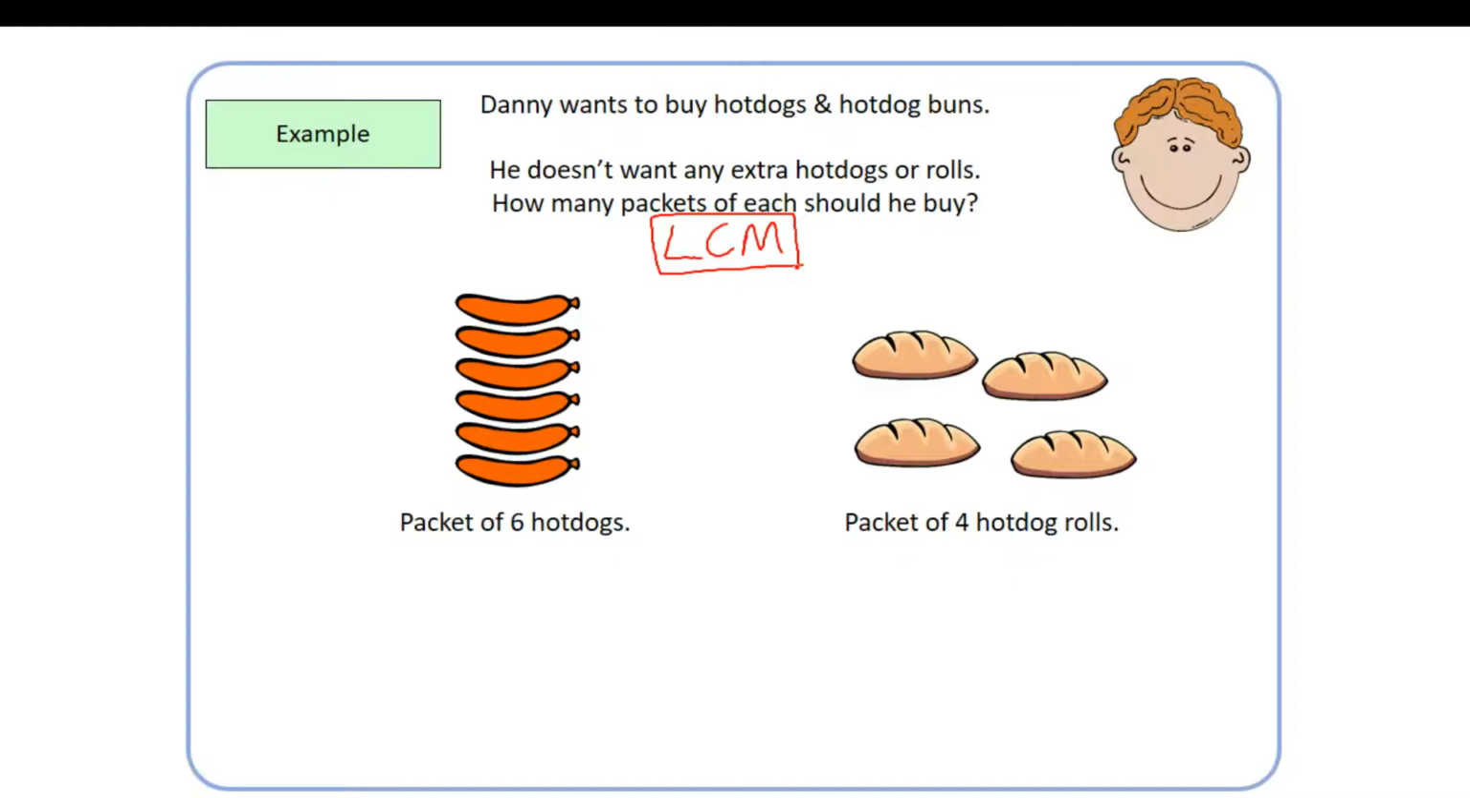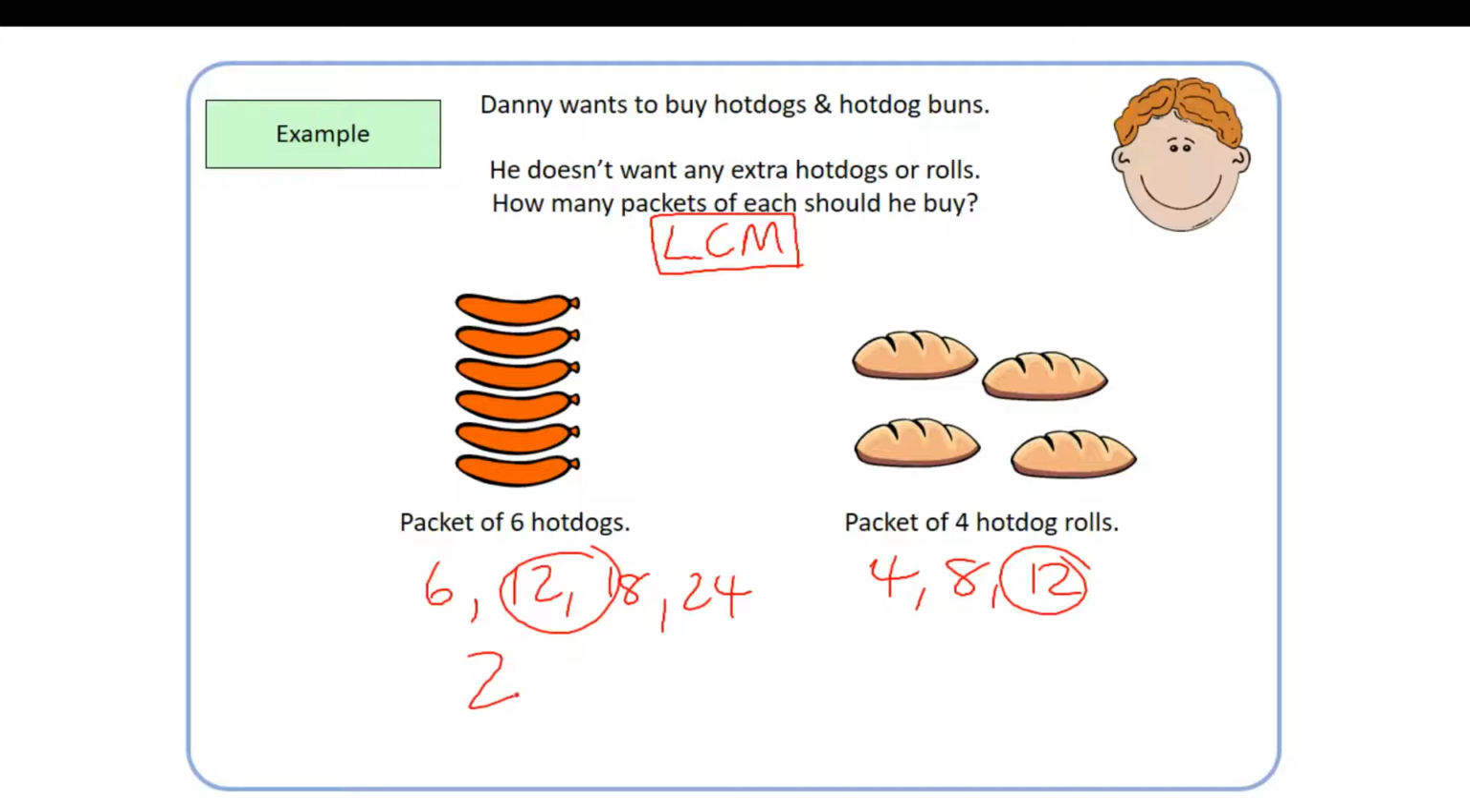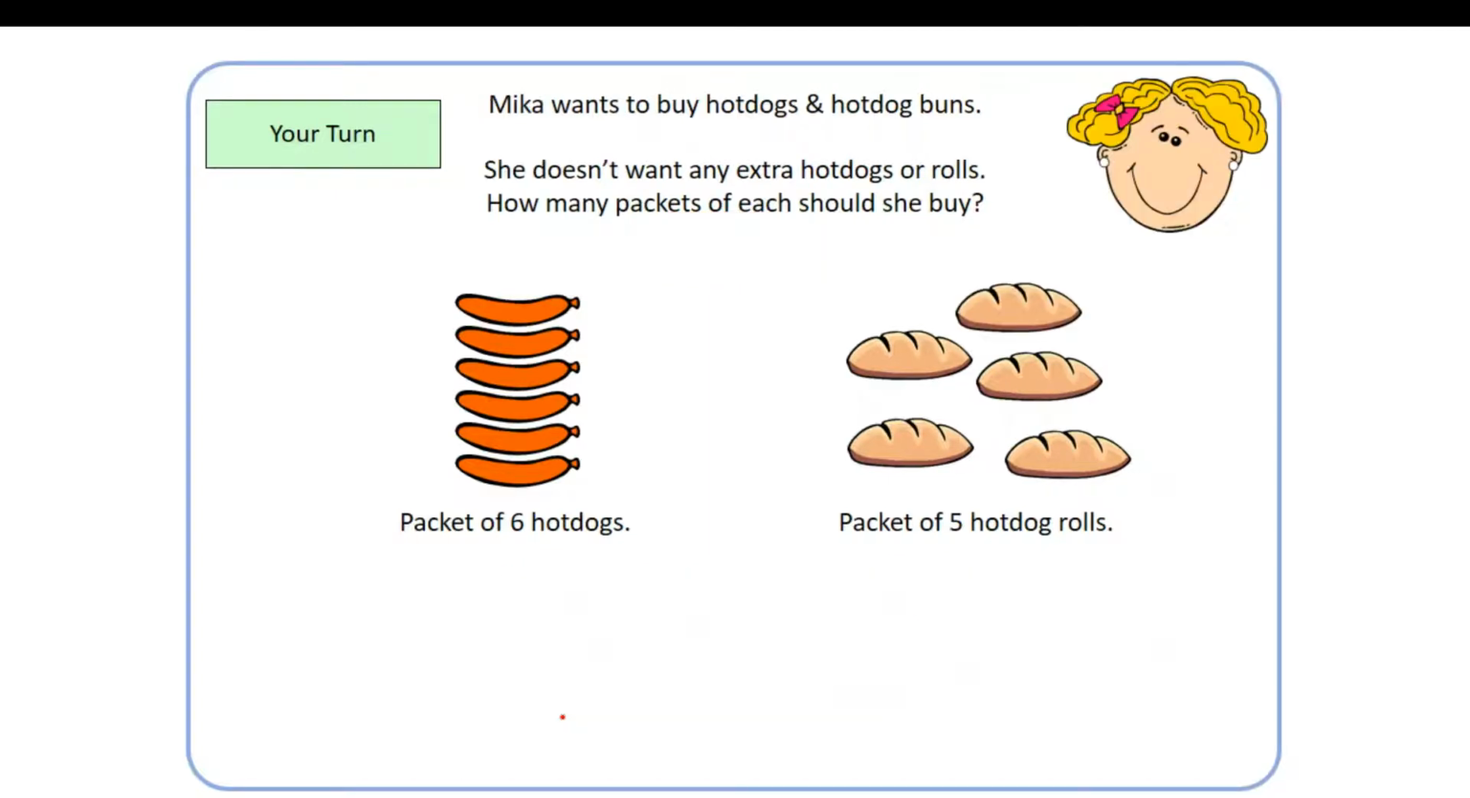Well, you've got 6 hot dogs in a packet and 4 hot dog rolls in a packet. So the lowest common multiple of these: 6, 12, 18, 24, and 4, 8, 12. So the LCM is clearly 12. So that's 2 packets of those and 3 packets of those. So my answer to the question would be, Danny needs to buy 2 packets of hot dogs and 3 packets of hot dog rolls. Alright, your turn.